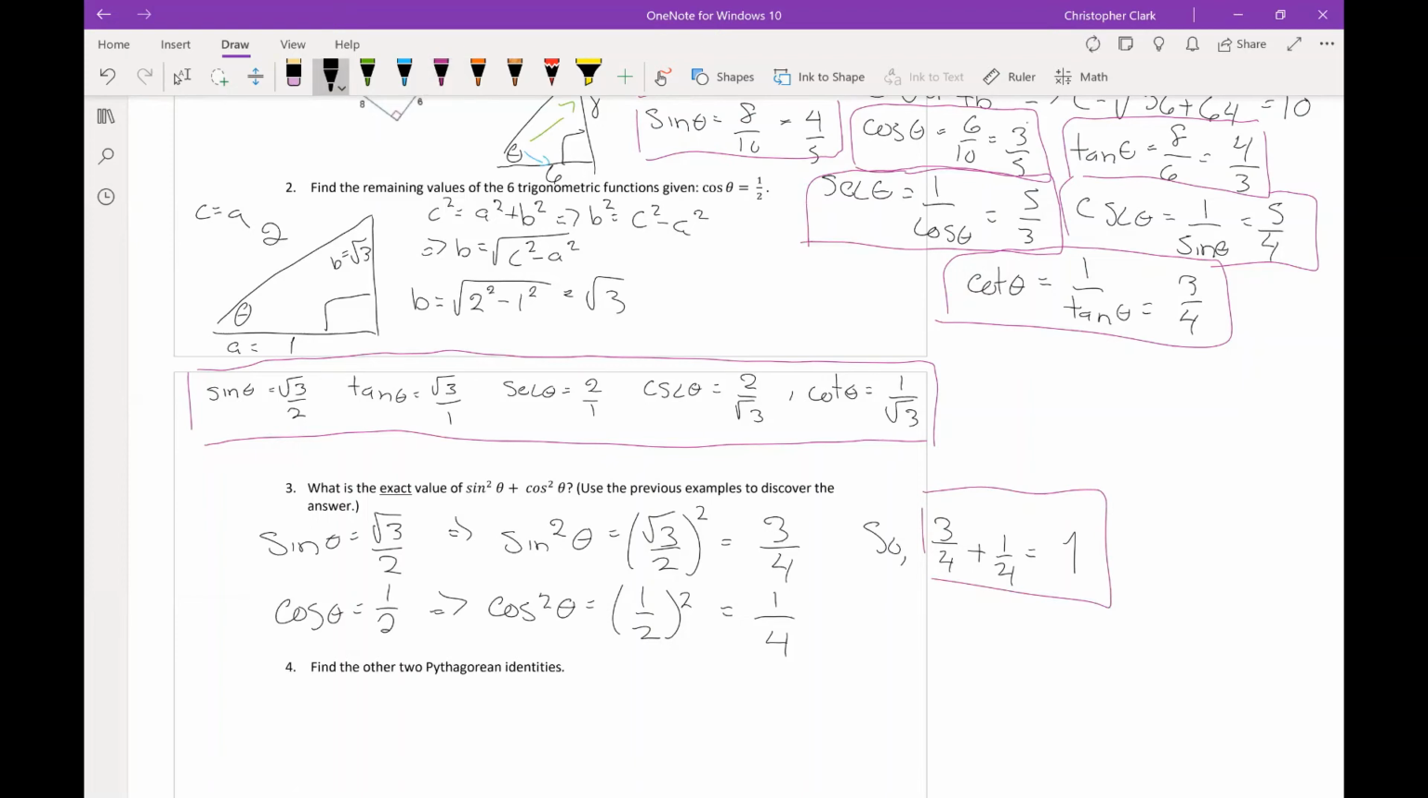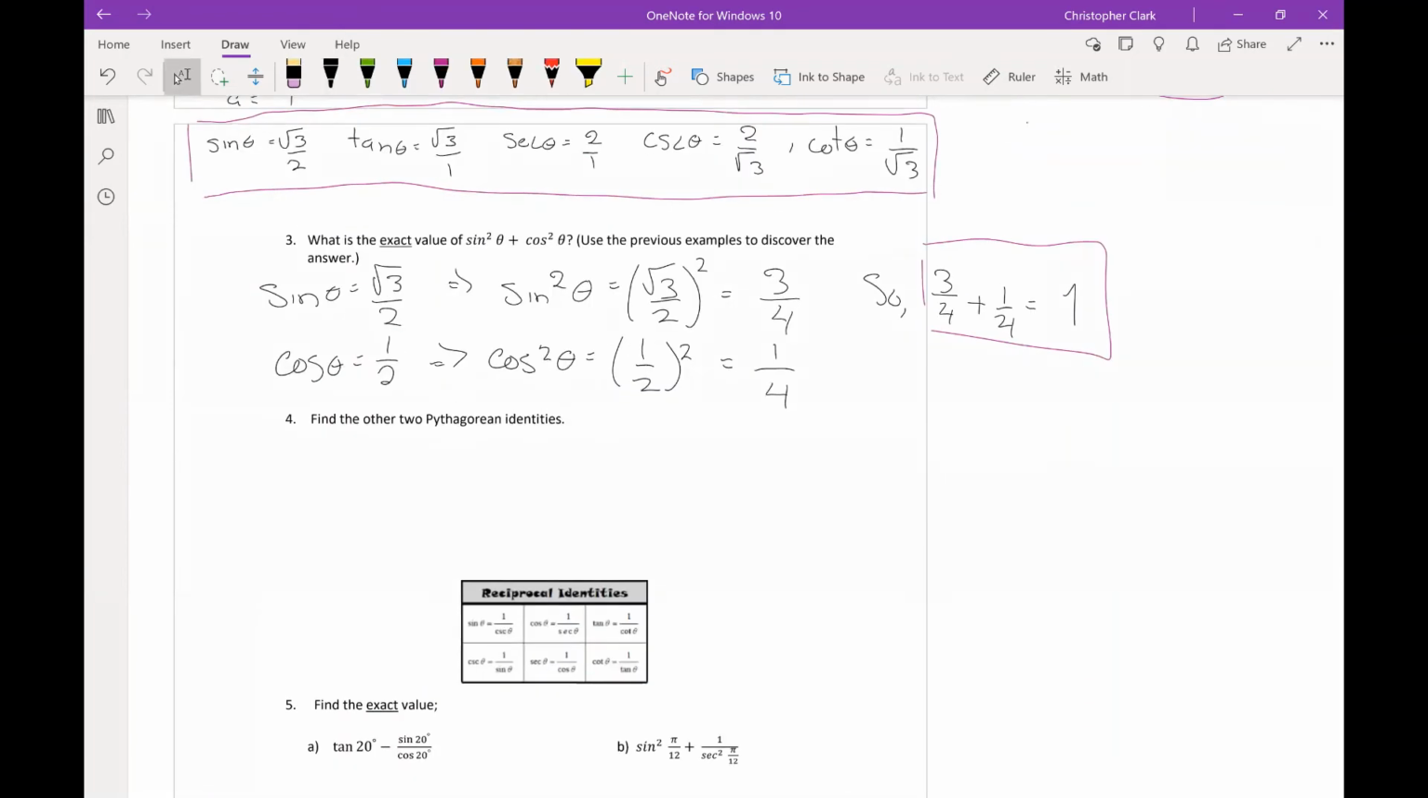But this just goes to show that once we have actual values of sine theta and cosine theta, we can prove that. All right, so find the other two Pythagorean identities. If you remember, we started with a squared plus b squared equals c squared. This is a Pythagorean identity. And if we divide both sides by c squared, that's how you get sine squared plus cosine squared equals 1. But what happens if you divide both sides by a squared? Then you get a squared over a squared plus b squared over a squared equals c squared over a squared.